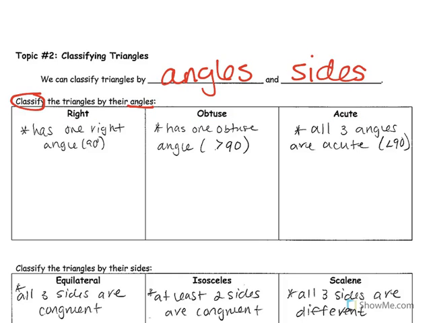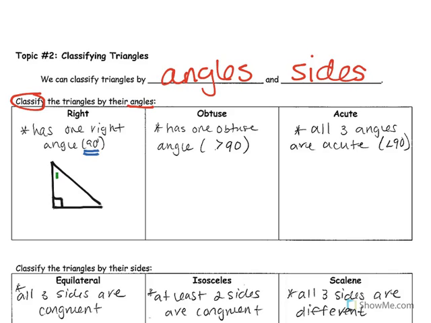Let's look at the right triangle first. So if you remember, a right triangle has one right angle. That's exactly one. And from Unit 1, we know that a right angle is 90 degrees. So if I draw a triangle, I know that it has to have one right angle. I'm going to put the box. We learned that again in Unit 1. That means I have a right angle. I know that this triangle is a right triangle.